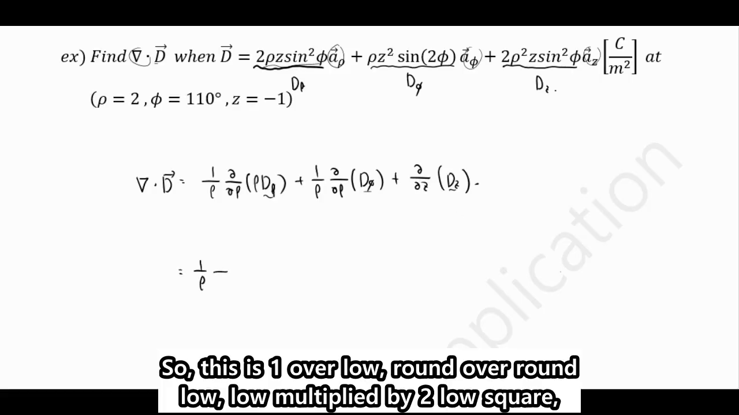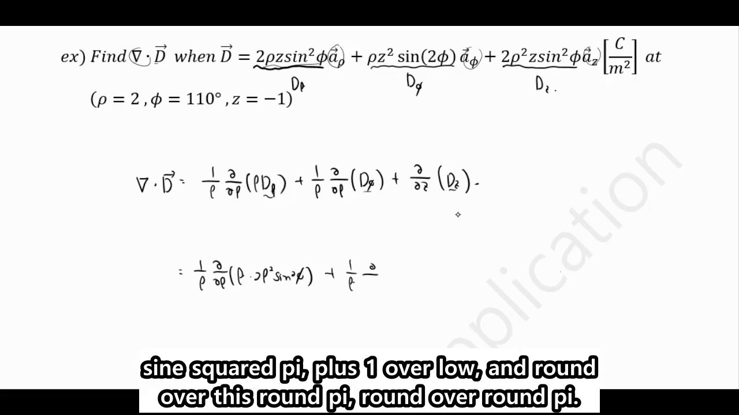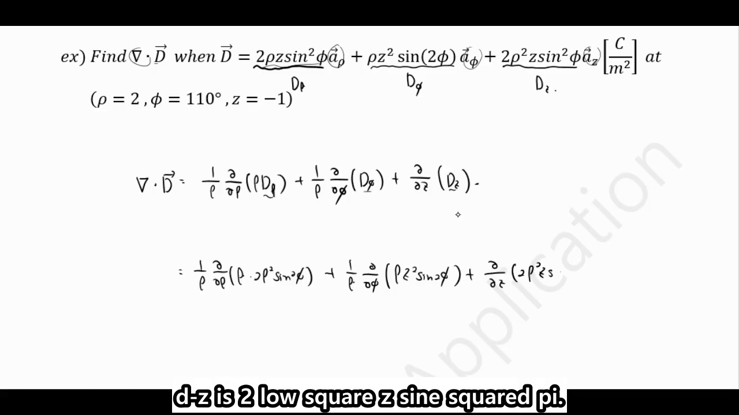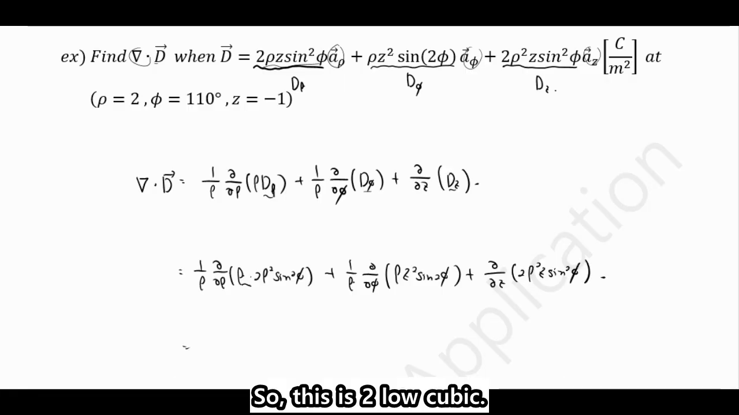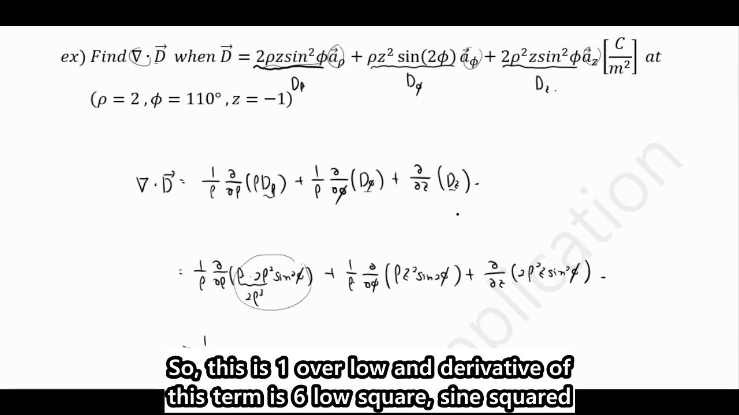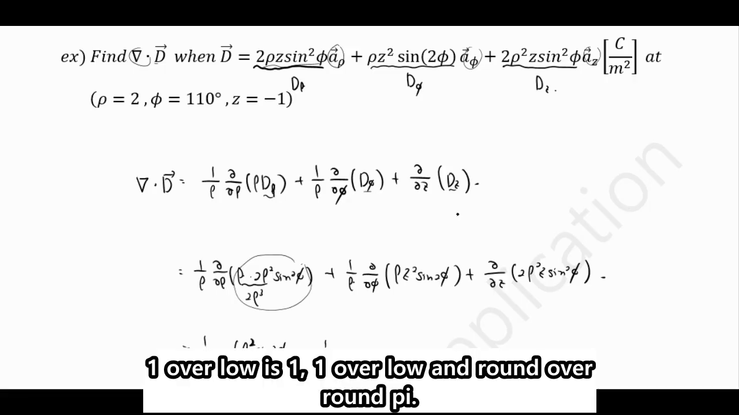So this is 1 over rho, partial over partial rho, of rho multiplied by 2 rho square z sine square phi, plus 1 over rho, partial over partial phi, of D phi, which is rho z square sine 2 phi, plus partial over partial z of Dz, which is 2 rho square z sine square phi. So the first term inside is 2 rho cubic z sine square phi, and the derivative of this term is 6 rho square sine square phi, times 1 over rho, plus 1 over rho, partial over partial phi.